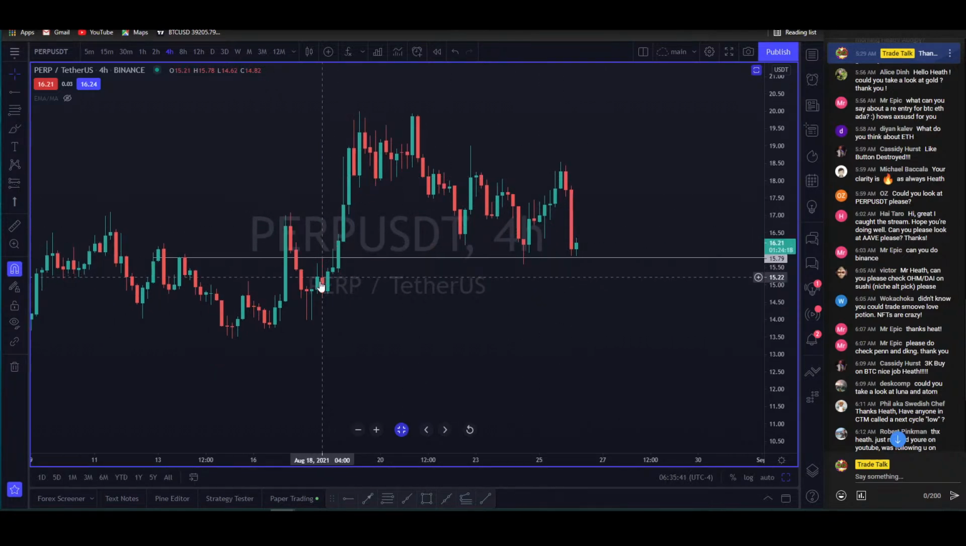So this thing looks like it's trying to break. Next spot of possible support is 1519. This candle here. And then ultimately that candle's close is going to be support on a 4-hour basis. 1483. So this is your next support zone.